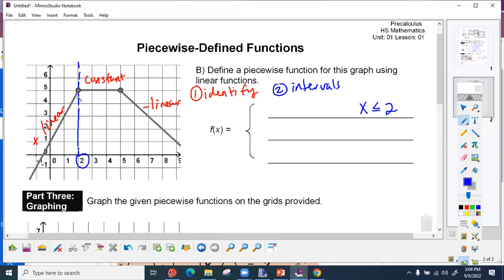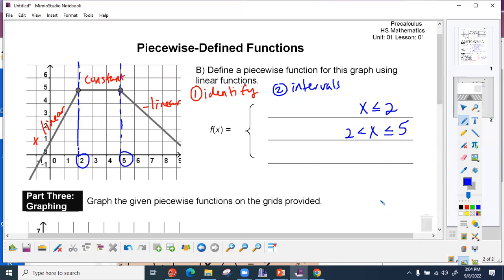2 to 5. Where's our next interval? X is greater than 2, but less than 5. Exactly. X is greater than 2, but less than 5. So x is, let me put it in the middle. We have x is greater than 2, but less than or equal to 5. Are we good?